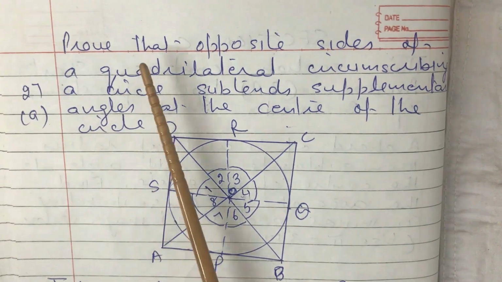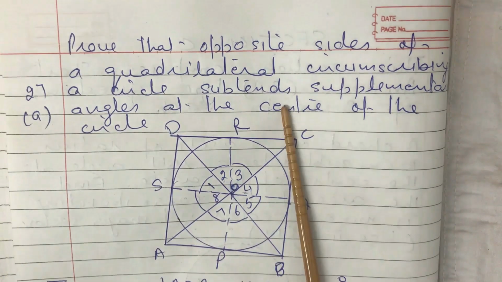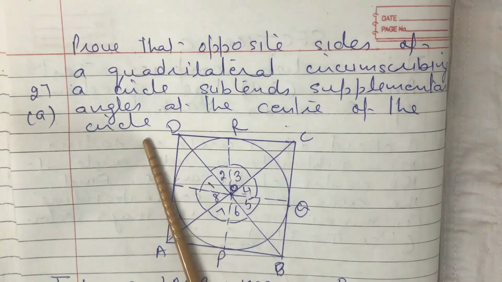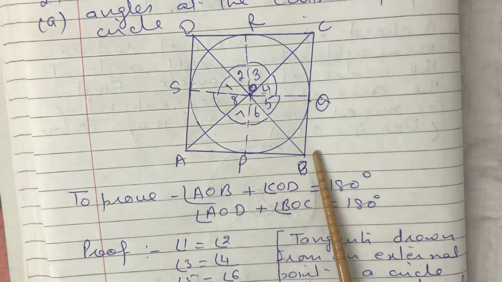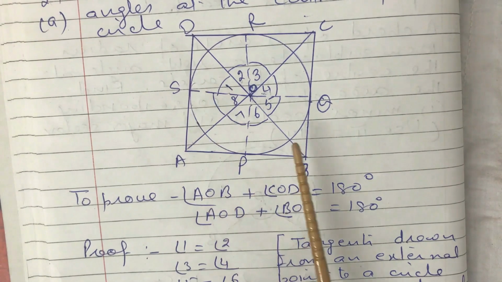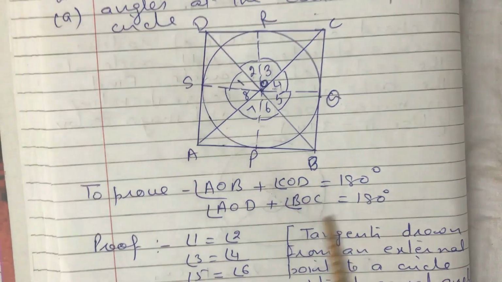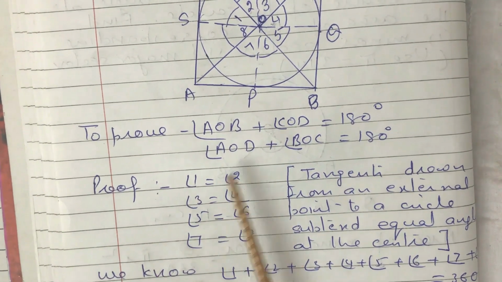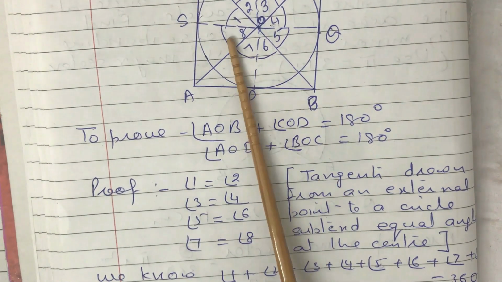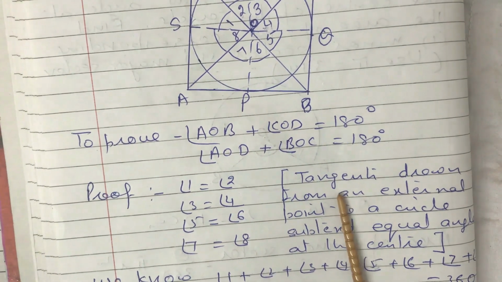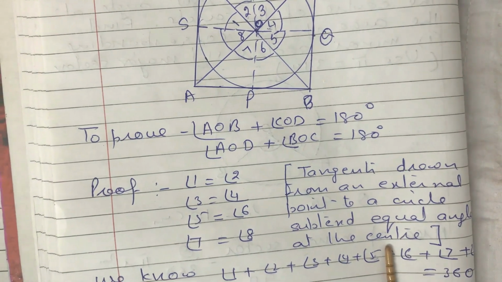27th question, A part. Prove that the opposite sides of a quadrilateral circumscribing a circle subtend supplementary angles at the center of the circle. This is the figure. So we have to prove angle AOB plus COD is 180 degree, and angle AOD plus BOC is 180 degree. Now its proof: angle 1 is equal to angle 2, angle 3 is equal to angle 4, angle 5 is equal to angle 6, angle 7 is equal to angle 8. Why? Tangents drawn from an external point to a circle subtend equal angles at the center. This is what we know.